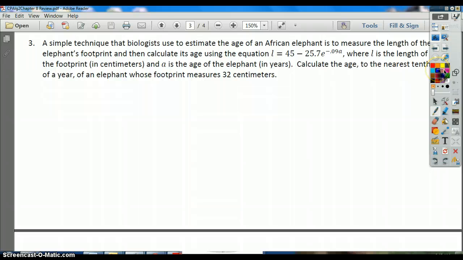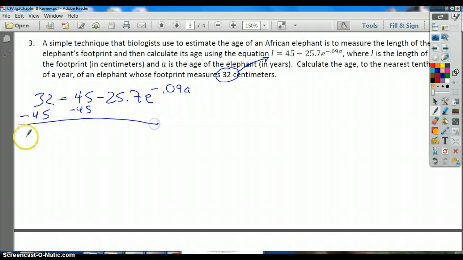Okay, so this is the elephant problem revisited. We looked at this a couple weeks ago. L is 32 centimeters. There's its footprint. Okay, so we're going to say 32 equals 45 minus 25.7 e to the negative 0.09 A. So we're solving for A. We're going to subtract 45 over first. It's going to be negative 13 equals negative 25.7 e to the negative 0.09a.